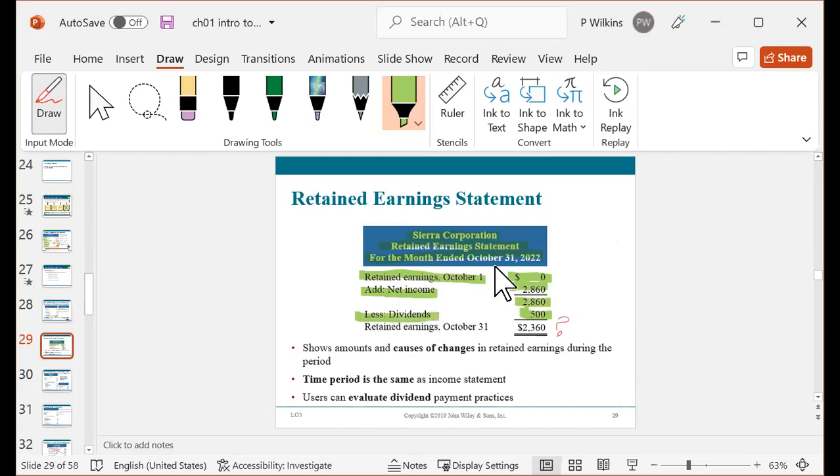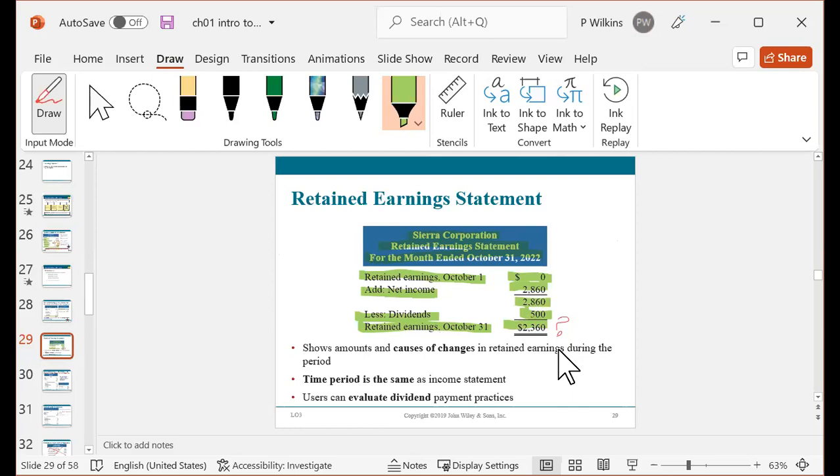So this is for a month ending October 31st, so it's retained earnings October 31st. If it was for the end of the year, it would be December 31st, right? That's the last day of the year. And so we have 2860 minus 500 is 2360. So that's the retained earnings. That's the amount of money that you've retained at the end of the month after all your bills and everything are paid. That's what you've retained.